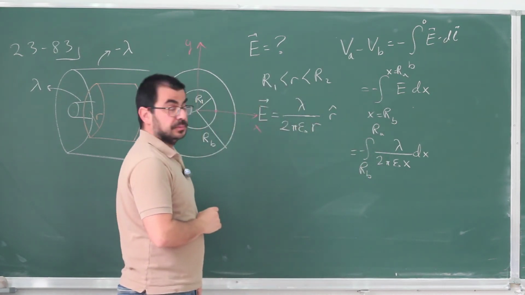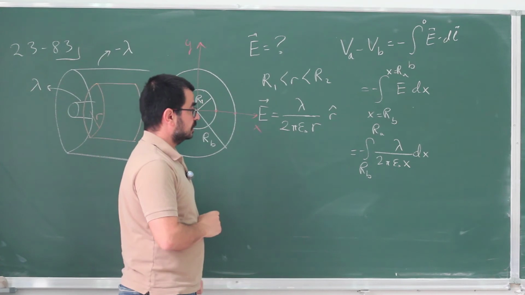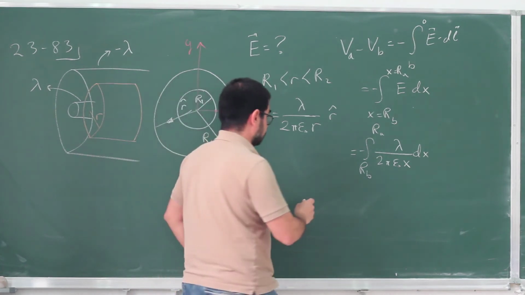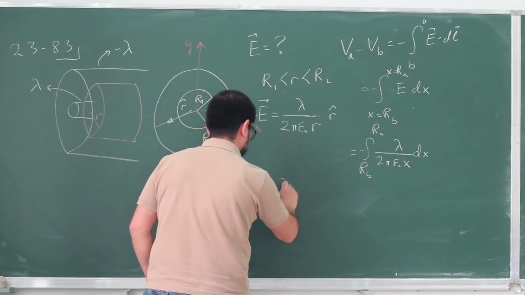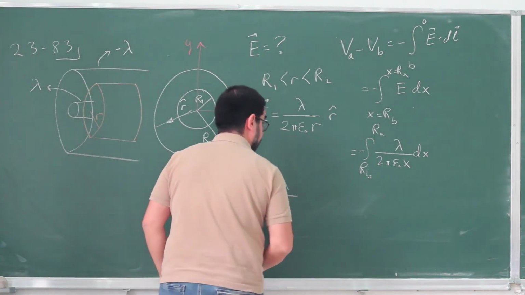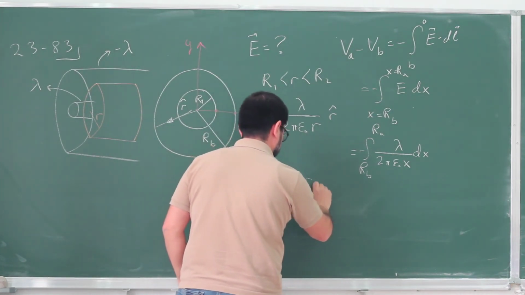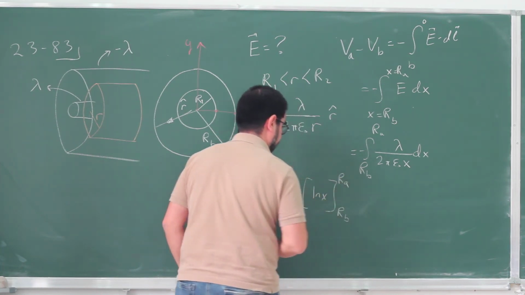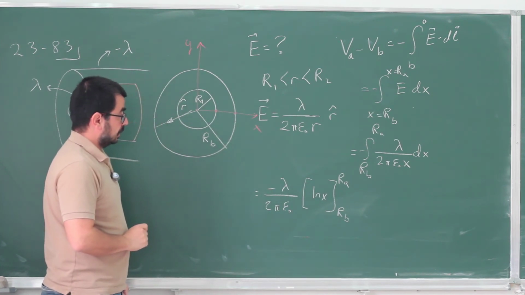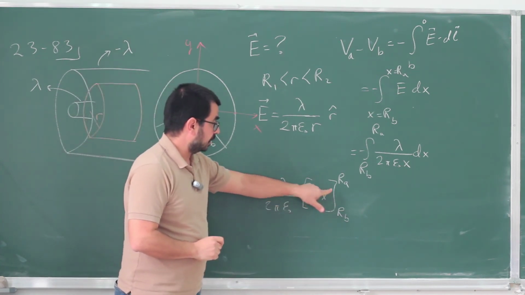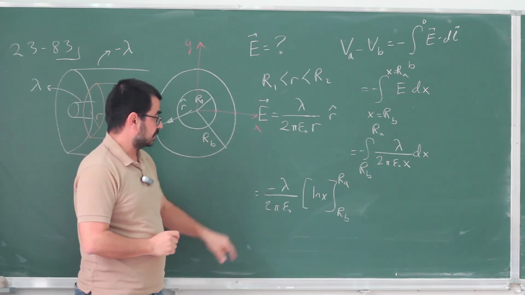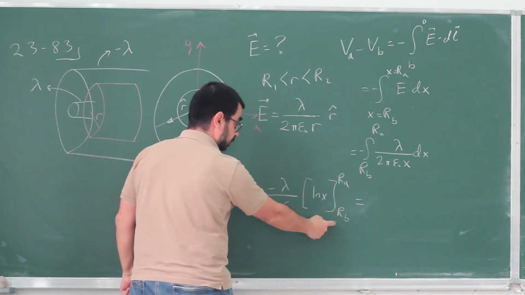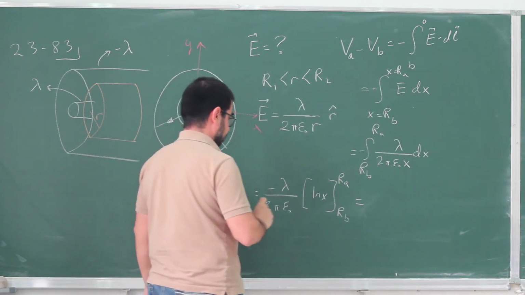That lambda over 2 pi epsilon naught can be taken out of the integral. It's just a constant, and the integral of dx by x is just a logarithm. Right? So this becomes minus lambda over 2 pi epsilon naught logarithm of x from Rb to Ra. Okay? And then this is going to be a logarithm of Ra minus logarithm of Rb. With the negative sign, it's going to be flipped around. I misspoke.